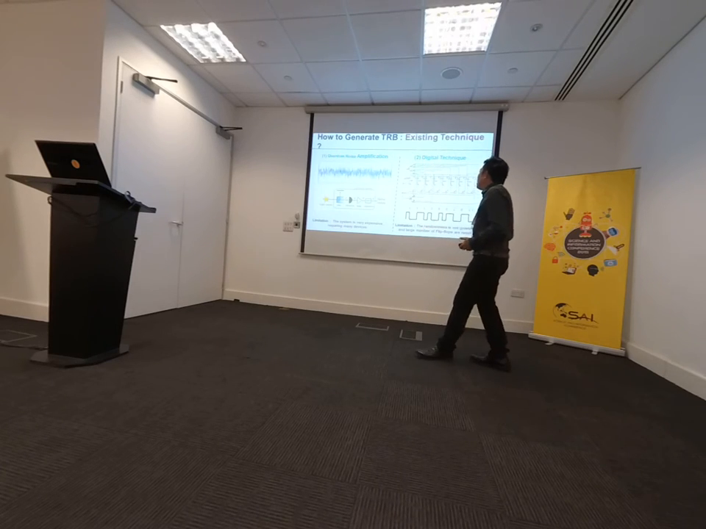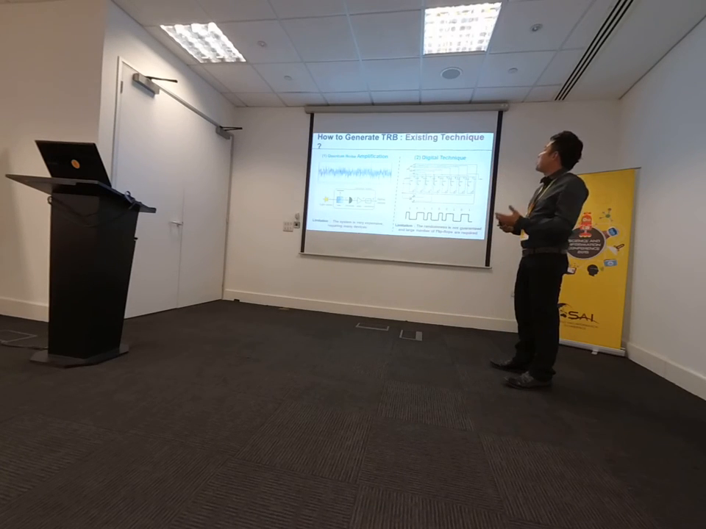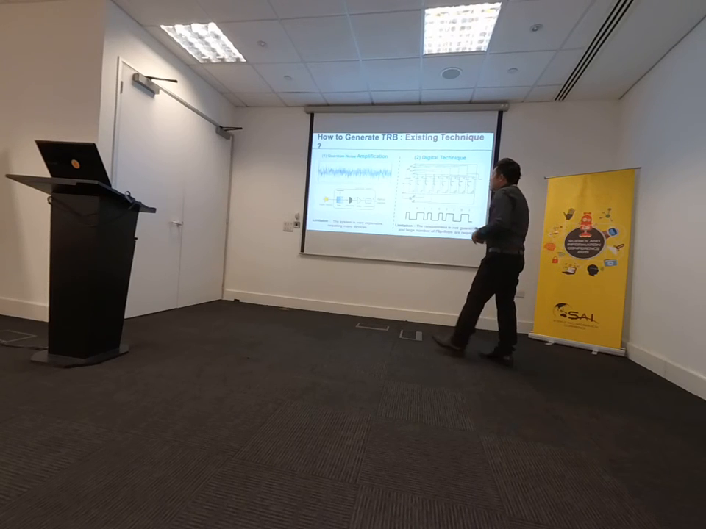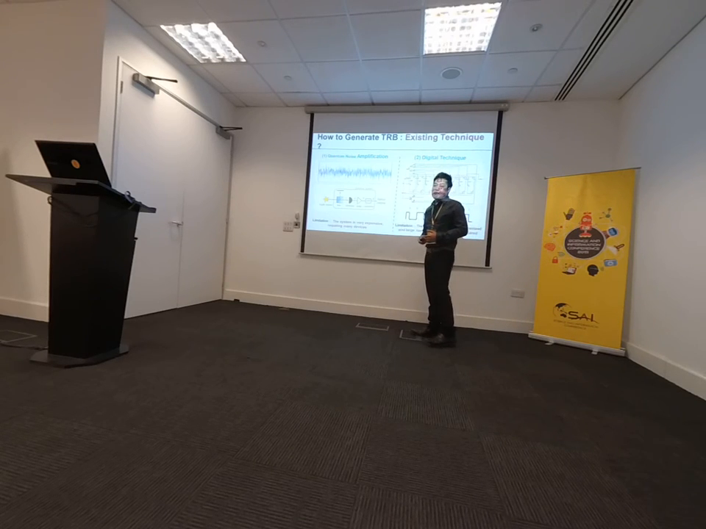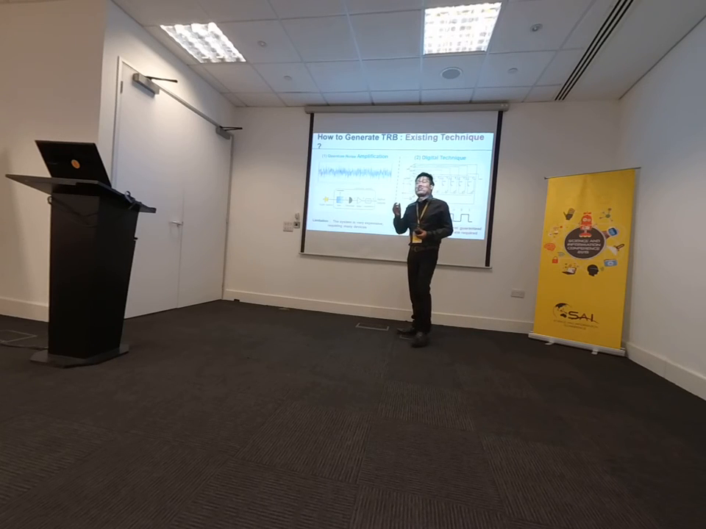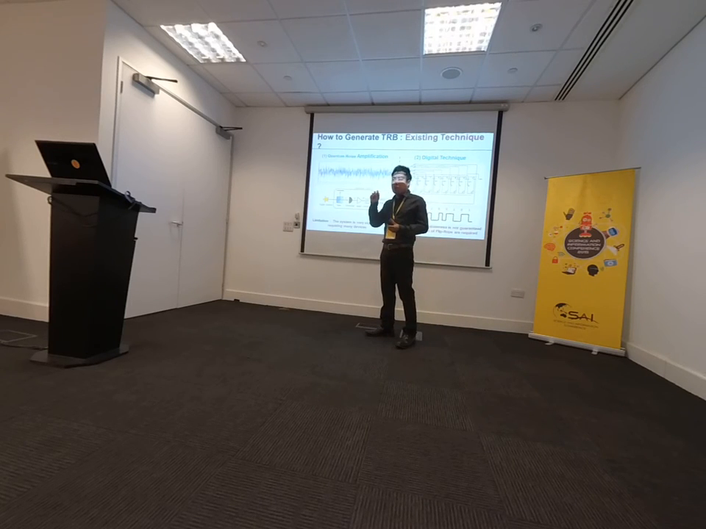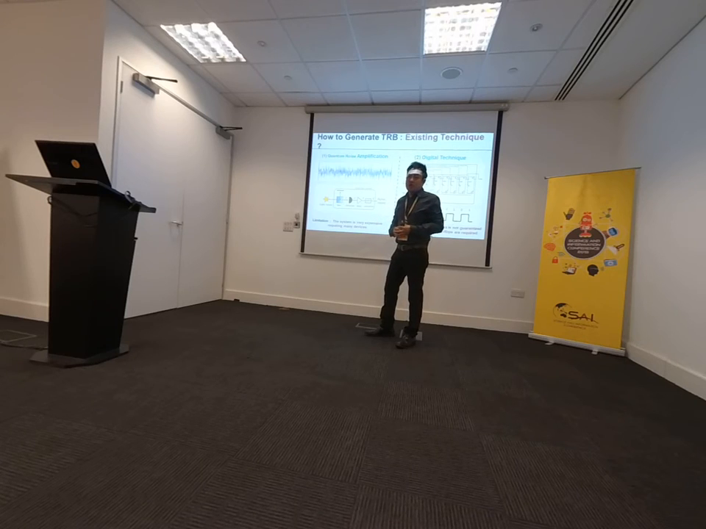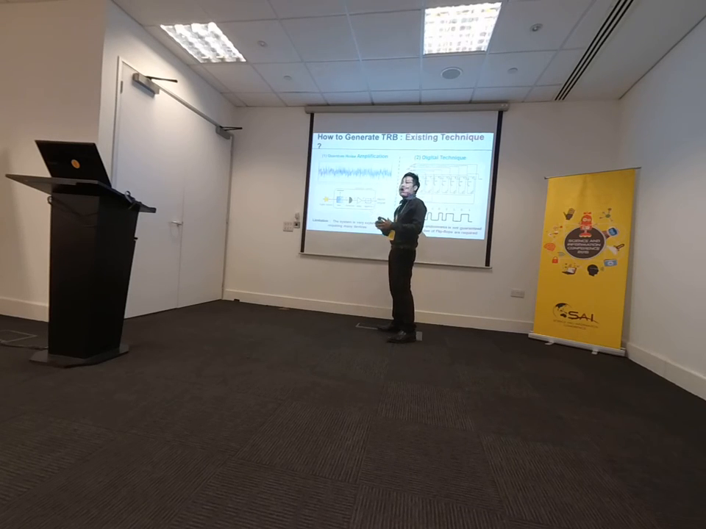Of course, how do we generate true random bits with the existing techniques? The first technique is quantum noise amplification. For example, in a resistor, when you supply a voltage, the electrons vibrate and generate noise. We use that noise, amplify it and threshold it, and you get some kind of random bits.